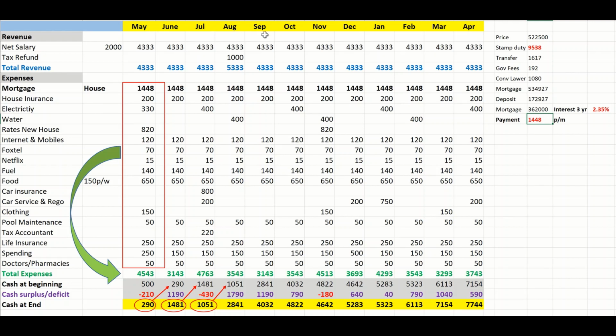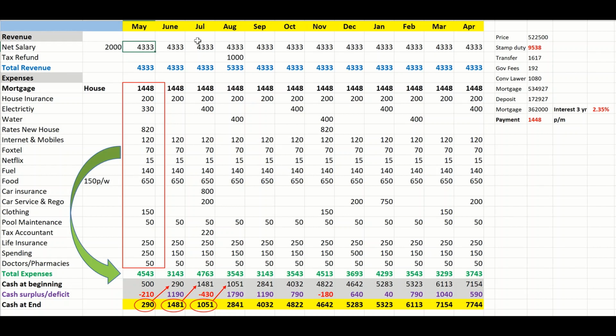So I've done a cash budget for 12 months. So I've put my 12 months there. And then you have your revenue section. Most people only have a salary, so that's net salary after tax. I've calculated here the person receives $2,000 net every fortnight. Now remember, a fortnight is every second week. A month is more than 4 weeks. So that's why that is not 4,000, because it's 4.5 weeks on average per month.